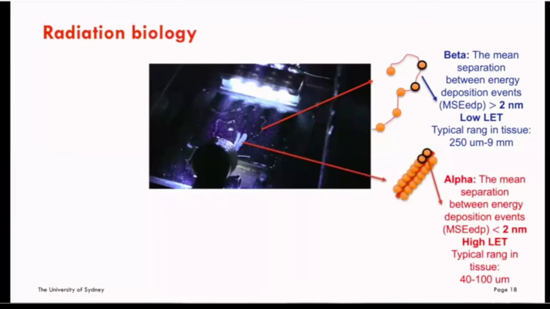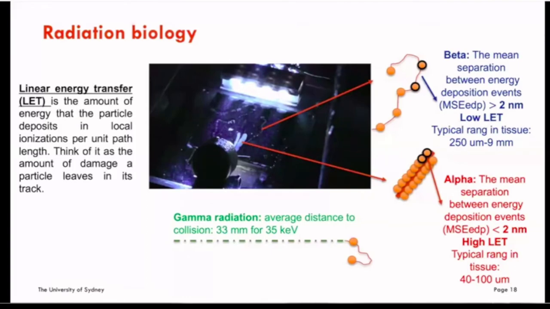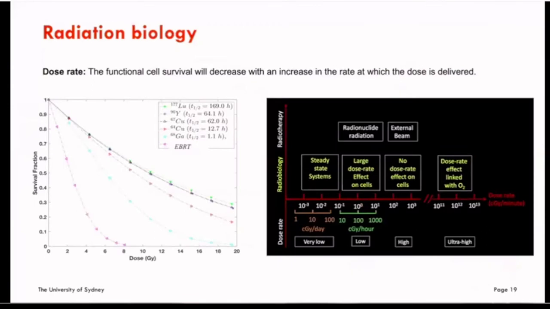However, for the alpha particle, we see a thick and short track with mean separation between energy deposition events that is much smaller than 2 nanometer. And this particle has a typical range in tissue of 40 to 100 micrometer. And obviously, we could not see the gamma radiation or the gamma track because they are indirectly ionizing radiation.